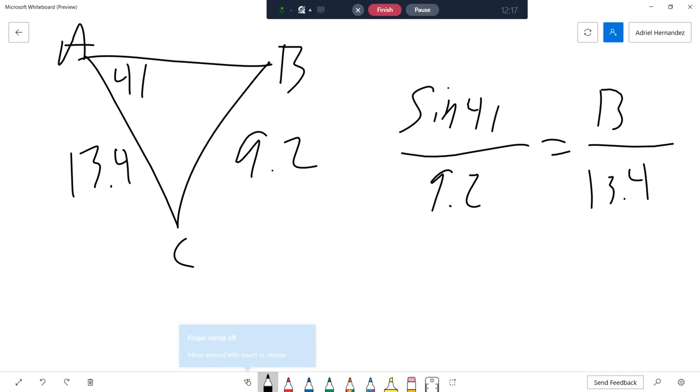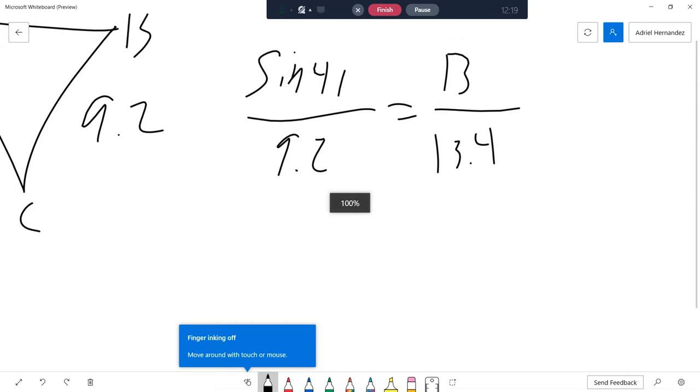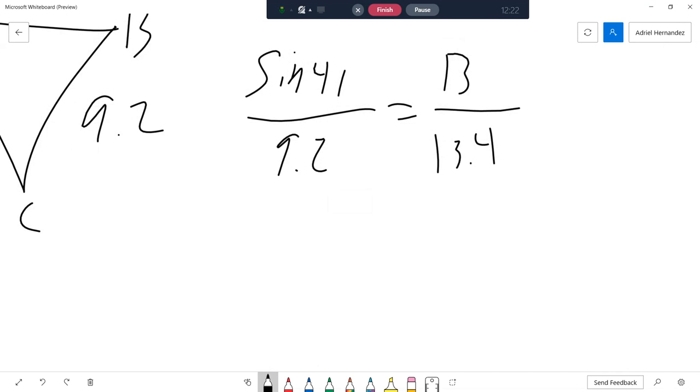So you're going to want to get the denominators up into the numerators. You're going to do the same thing, multiply and get them out. But I'm going to skip ahead. So it's going to be sine of 41 times 13.4.